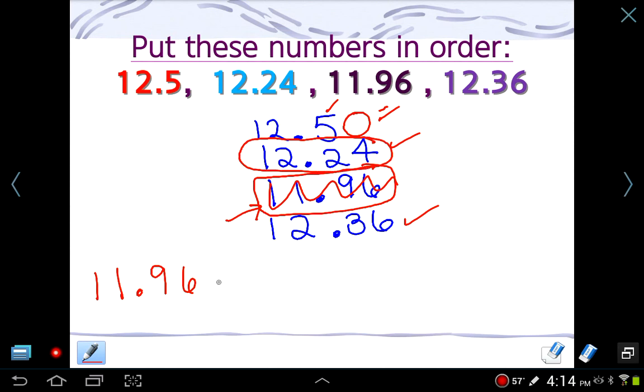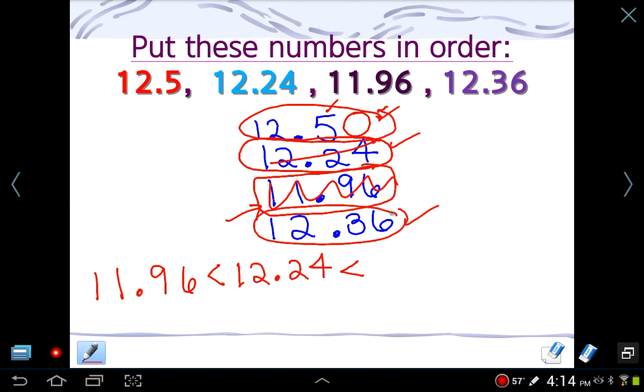So there you go. 11 and 96 hundredths is less than 12 and 24 hundredths, which is less than, you have these two left over. You have 12 and 5/10, and you have 12 and 36 hundredths, and 12 and 36 hundredths is less than 12 and 5/10. Now, if you want to put a 0 on that, go ahead, but you don't need to. And that does it for ordering decimals.